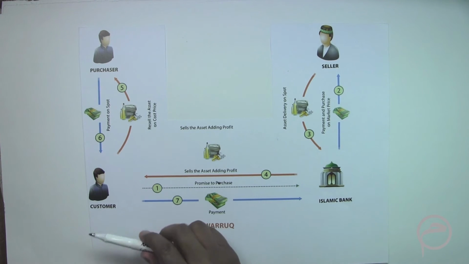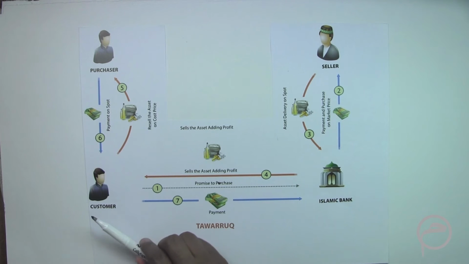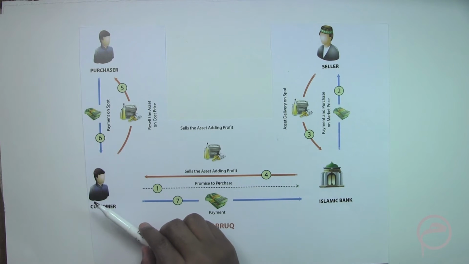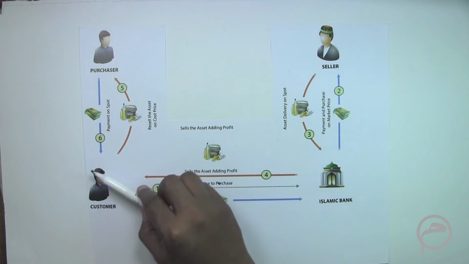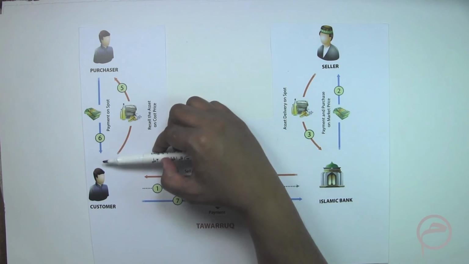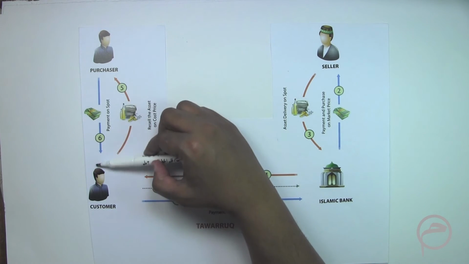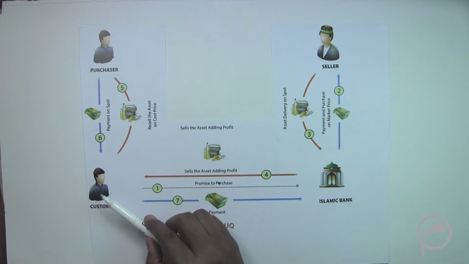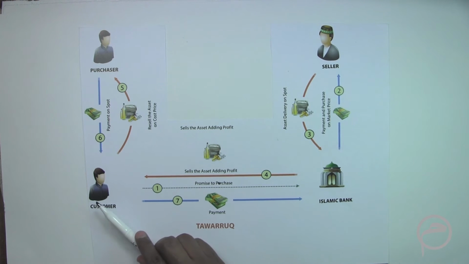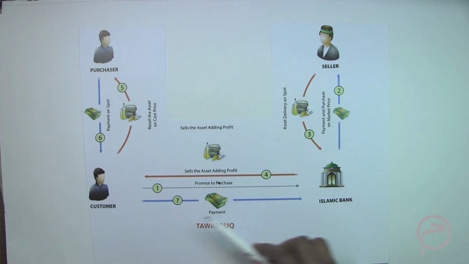And hence now the customer is the owner of commodities worth $100. Now this customer, because the customer is in need of liquid cash and not the goods, sells these goods to a purchaser again in the market for $100 and receives the $100. So the cash requirement of the customer is fulfilled, and then the customer is supposed to make the payment of $105 to the Islamic bank over a period of 1 month. Now this is generally the process.